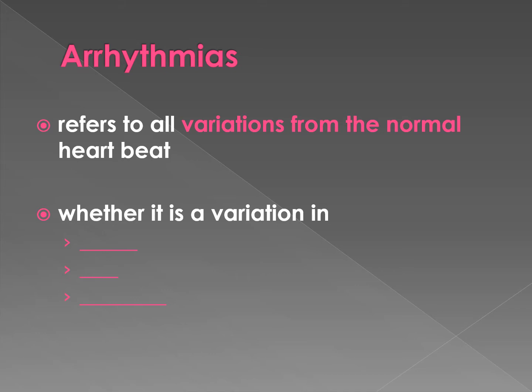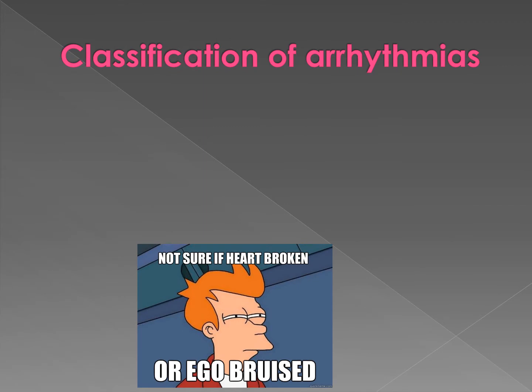Rate would be the second one. Is the heart rate too fast, or is the heart rate too slow? We can be looking at atrial rate or ventricular rate here. So rhythm, rate, and then finally conduction is that last area. Is the conduction normal through the heart? Do we see a slower or faster conduction? So normal through the heart.